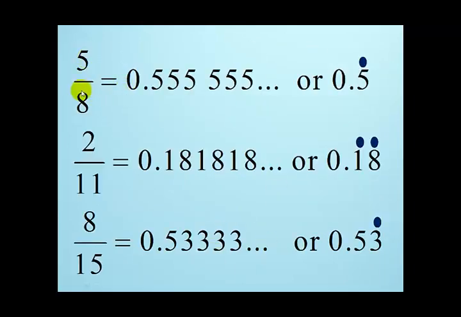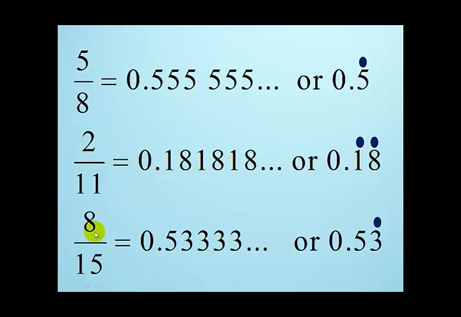5 divided by 8 is equal to 0.555555. So you can see that the 5 repeats itself so many times. So this can be written as 0.5 with a dot on top of the 5. Why? This means that 5 repeats itself. Now 2 divided by 11 is equal to 0.181818, or it can be written as 0.18 with 2 dots on top of the 1 and the 8. Why? Because it is the 18 that repeats itself so many times after the decimal point.